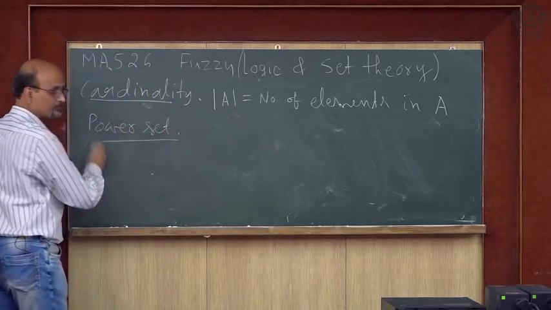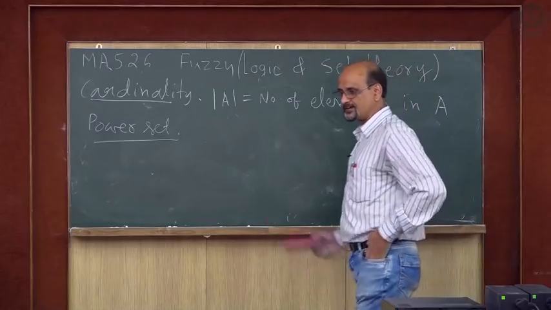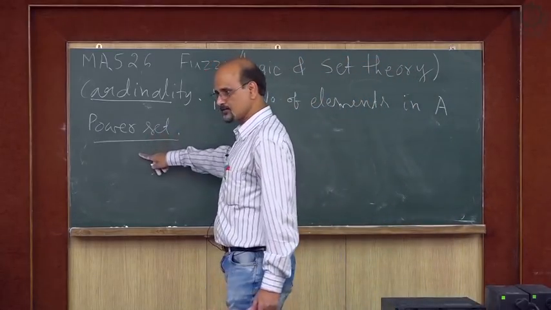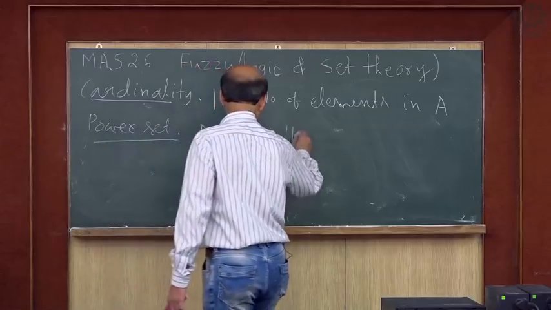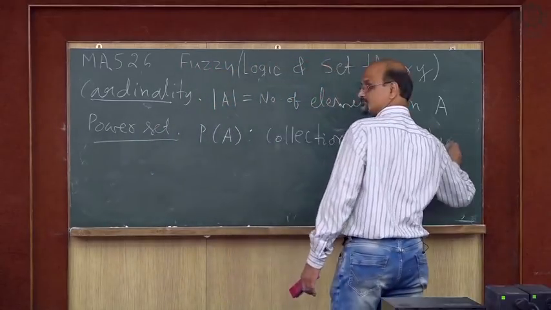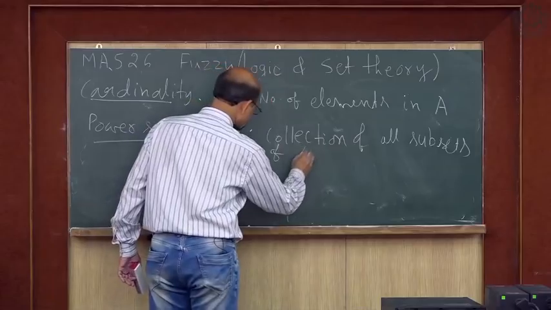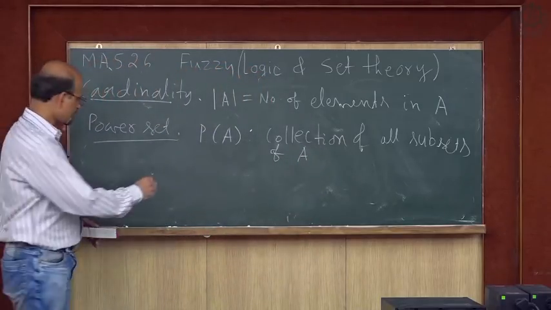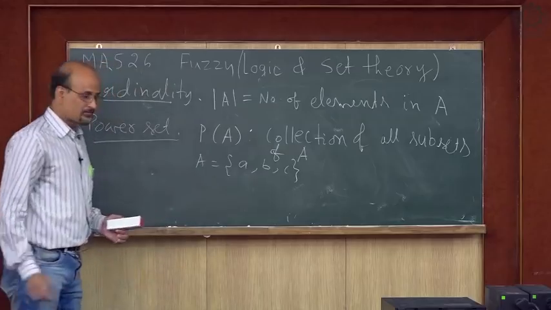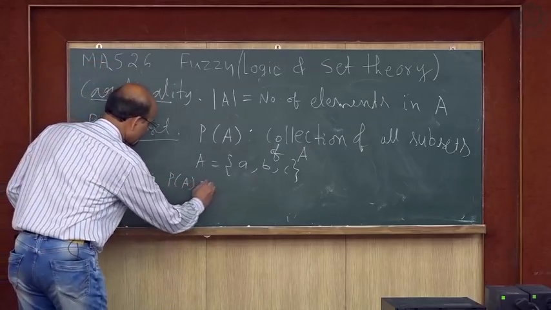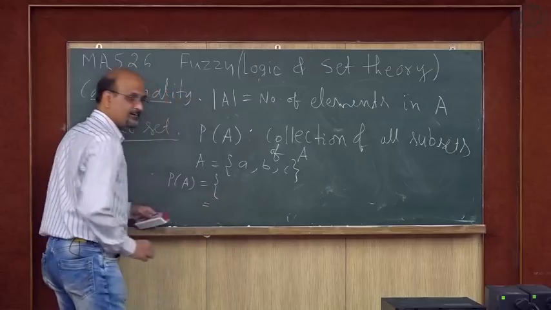What is power set? This is the collection of all subsets of, suppose, set A. So, power set of A is the collection of all subsets of A. So, if I have A, suppose A, B, C, so power set will be what? How many? That you know, that formula.